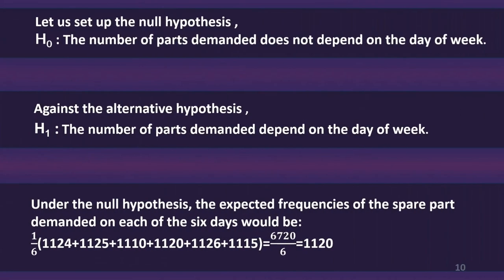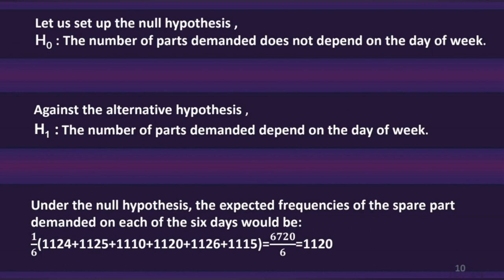Now let us set up the null hypothesis. H0: the number of parts demanded does not depend on the day of the week, against the alternative hypothesis H1: the number of parts demanded depends on the day of the week. Under the null hypothesis, the expected frequency of the spare part demanded on each of the 6 days would be the summation of the observed frequencies divided by the total number of days, that is 6 days. That is 1120.